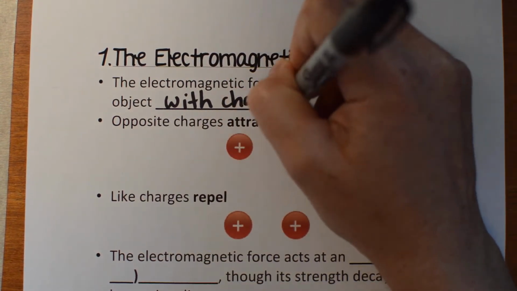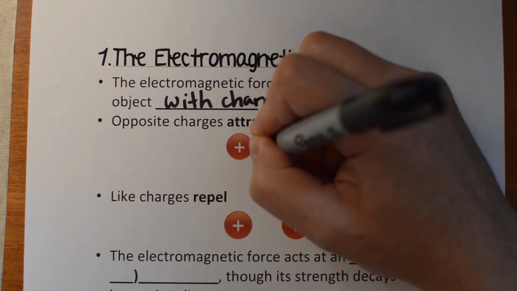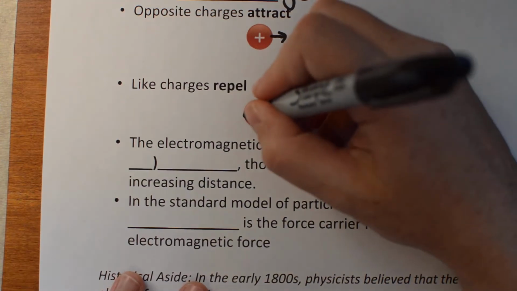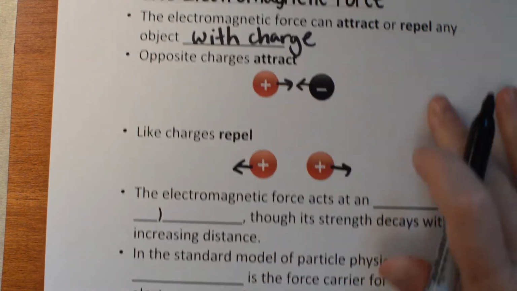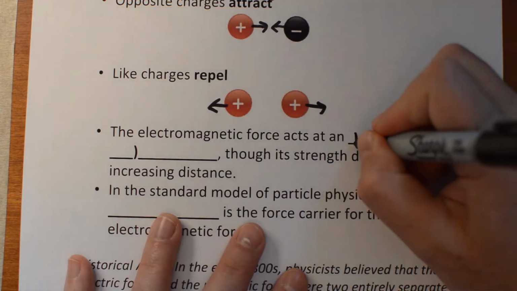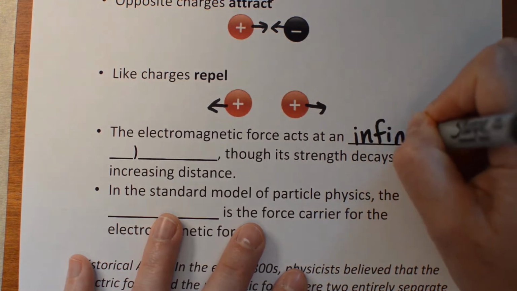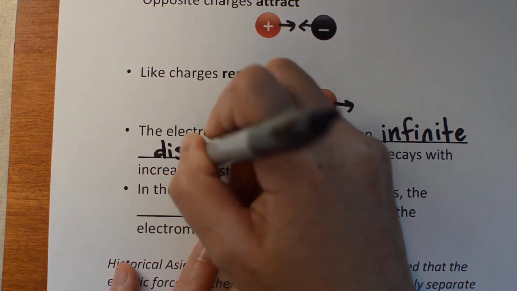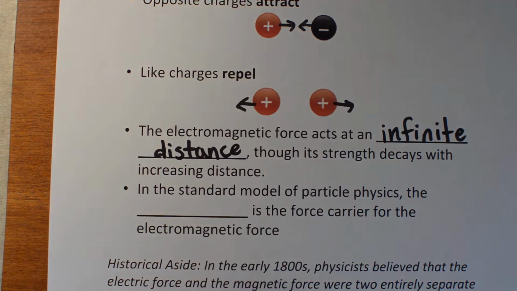So you're familiar with this. Opposite charges attract, right? So there'll be a force of attraction there. That's an electric force. Like charges repel. It's a repulsive force there. The electromagnetic force acts at an infinite distance. So it can act very, very far away.